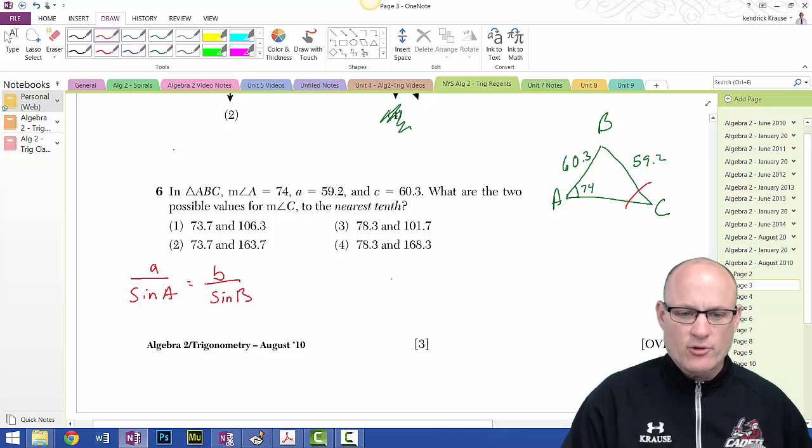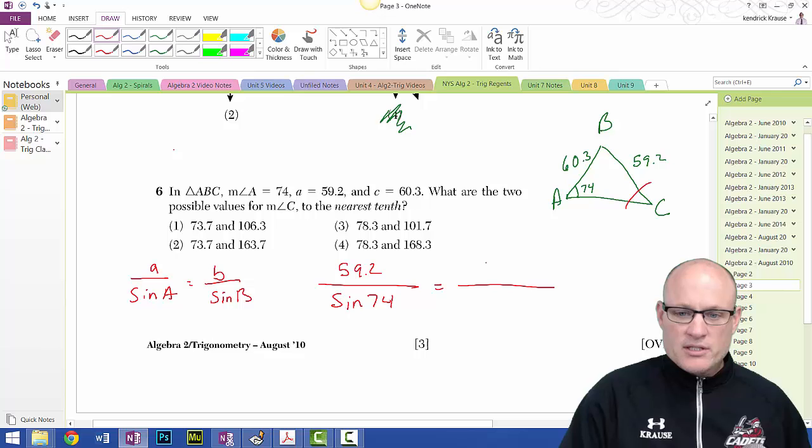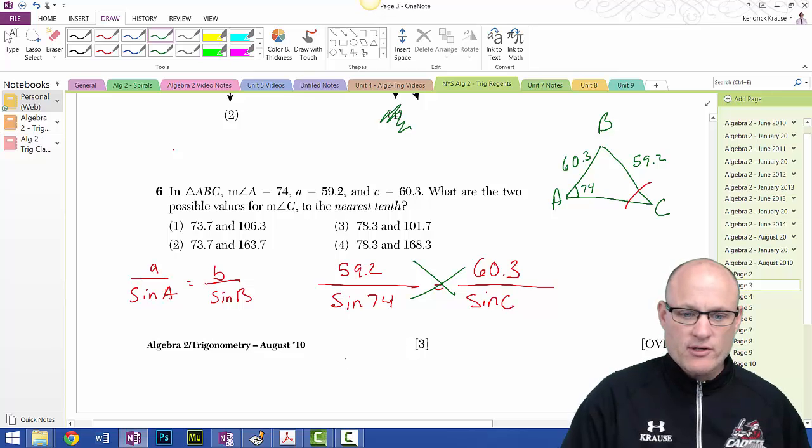Law of sines. Okay, so what we're going to do is take this 59.2 and divide by its opposite, the angle that goes with it, which is 74, is equal to 60.3 divided by sine of C. We're going to take the old big X. You can only take the big X cross multiplying across an equal sign. Everybody wants to cross multiply everything.